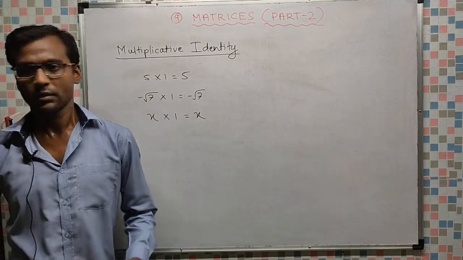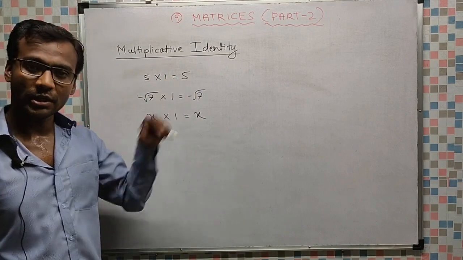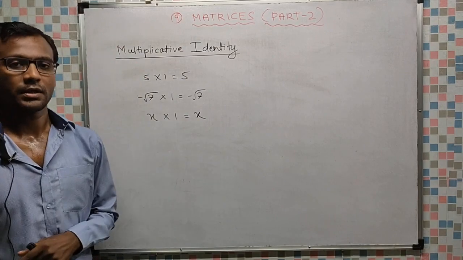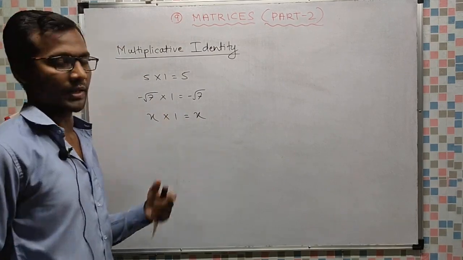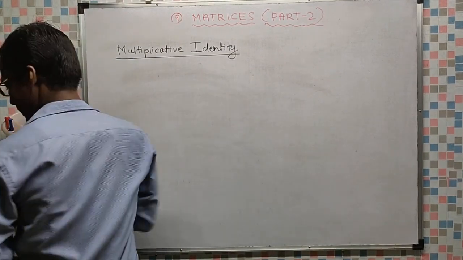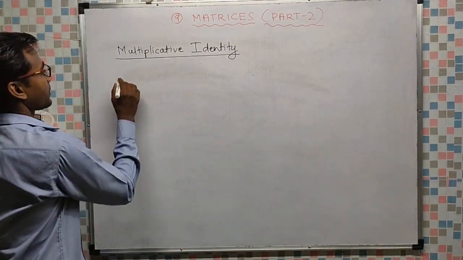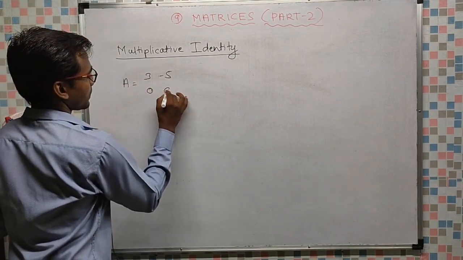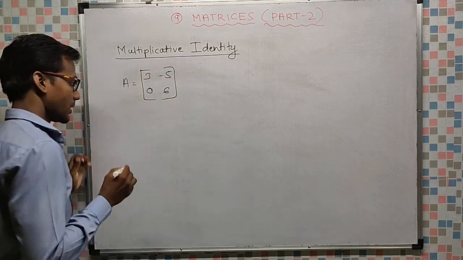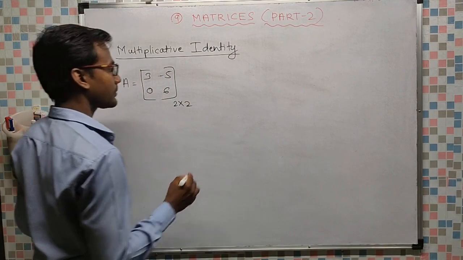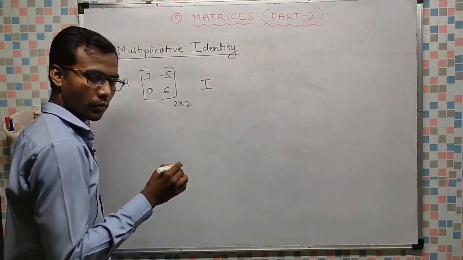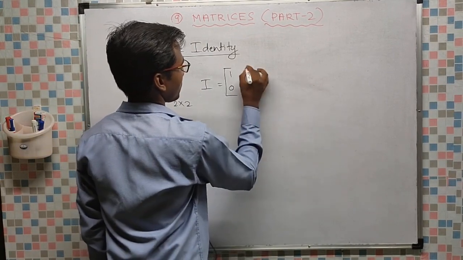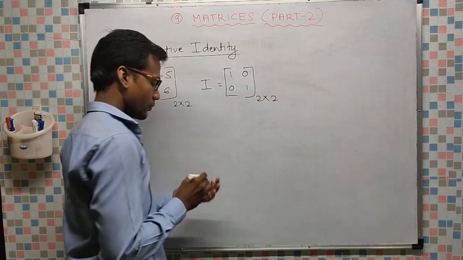In matrices, the unit or identity matrix I behaves as the multiplicative identity, behaves as 1. You can see from an example. Suppose we have a square matrix A which is equal to [3, -5; 0, 6]. This order is 2 by 2. Let us take an identity matrix of the order 2 which is equal to [1, 0; 0, 1]. Its order is also 2 by 2.